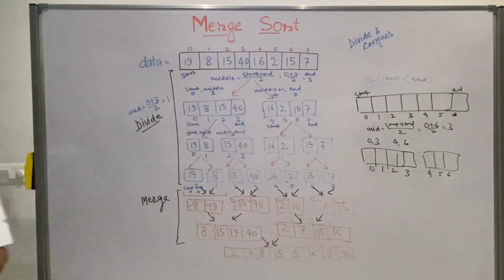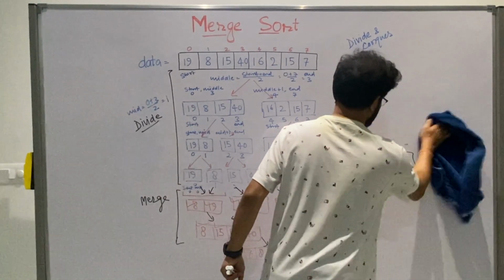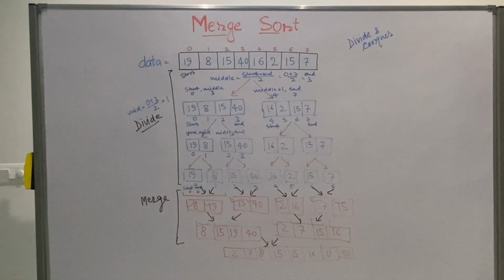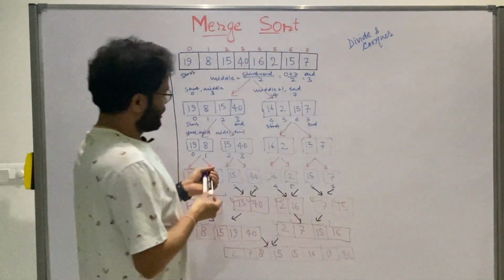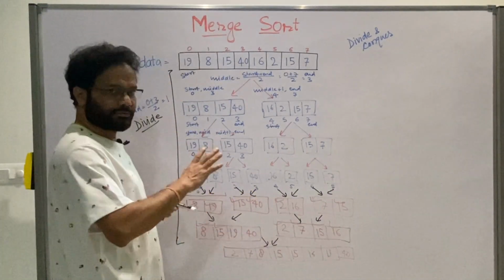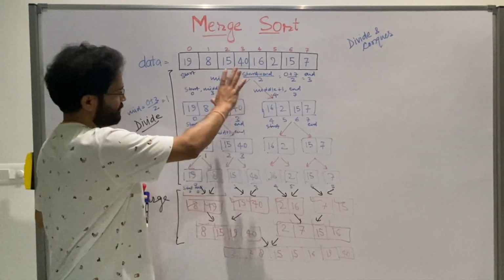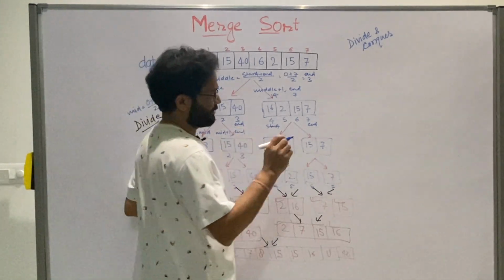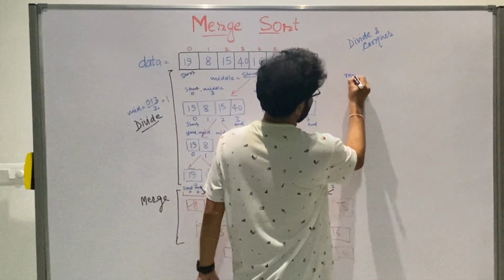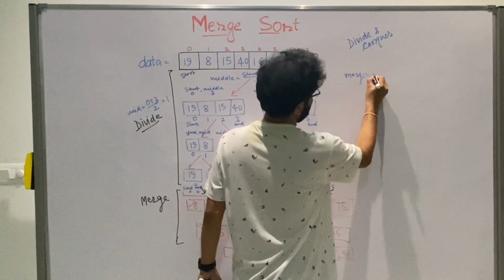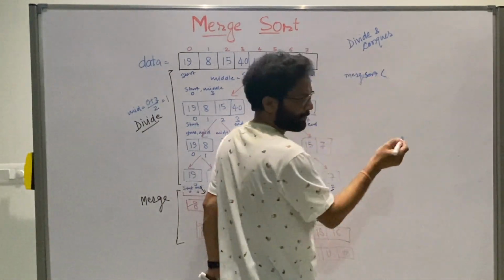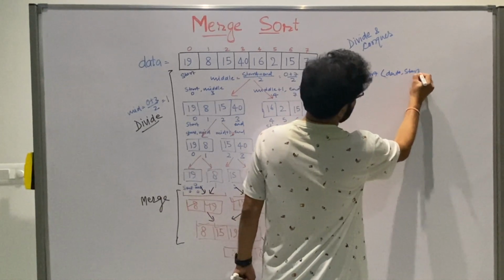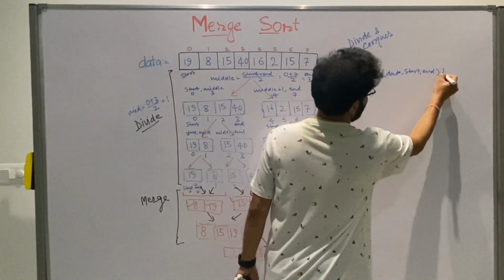So let me clean this part and let me write some pseudo code, how you are going to do that. First we will write the code for this divide, how you are going to divide it, right? So give any method name. Suppose my method name is mergesort, and pass your data, the array, and also pass the start and the end.